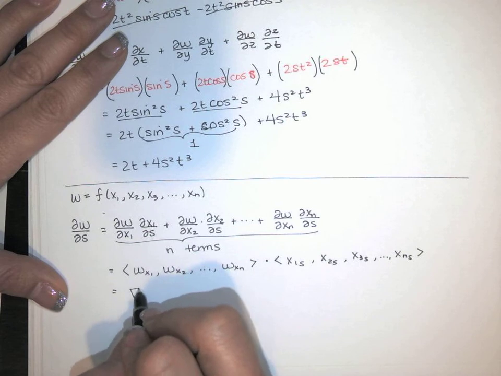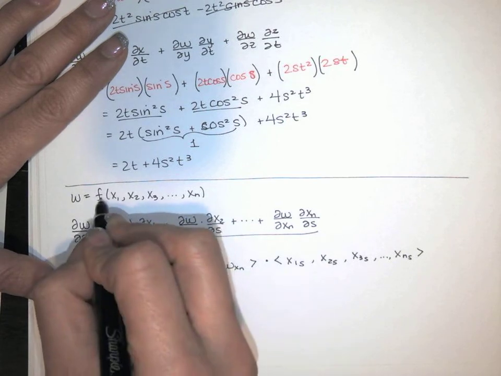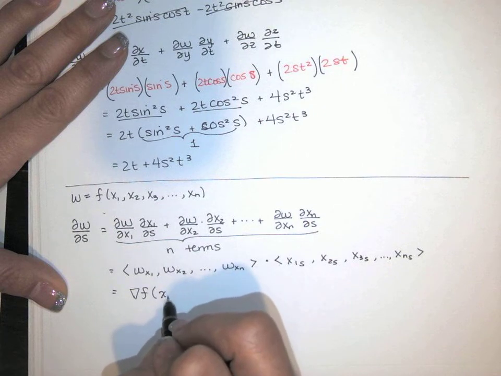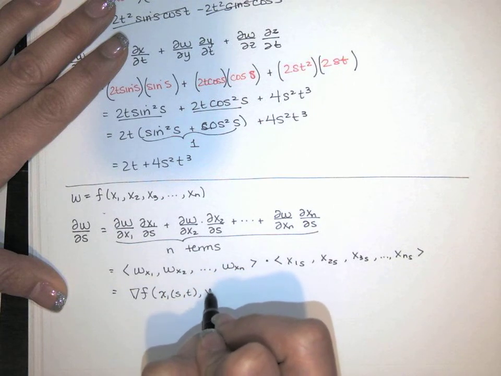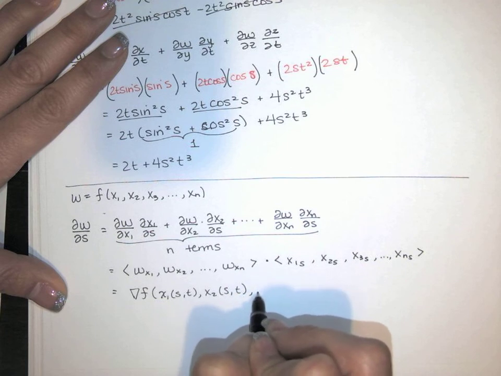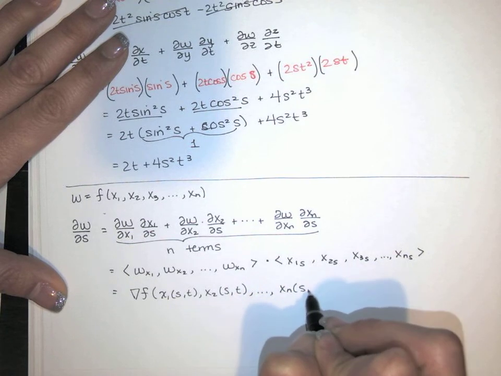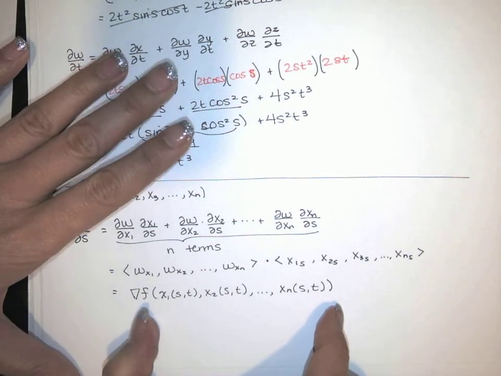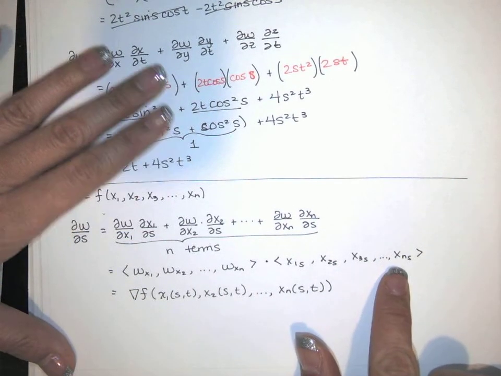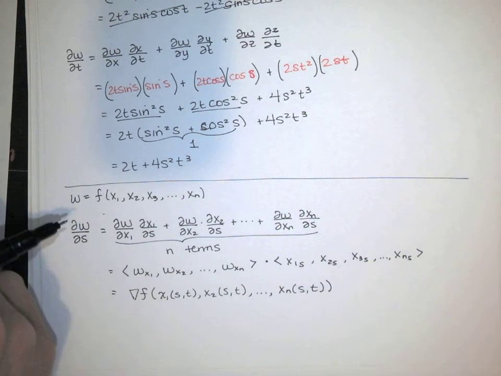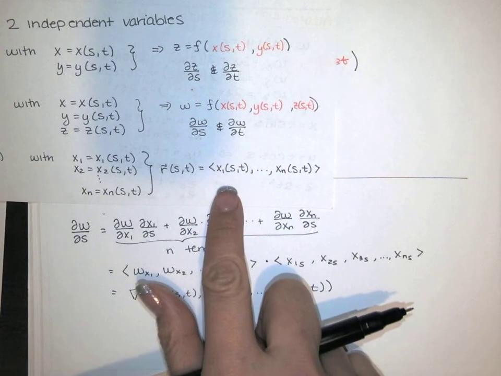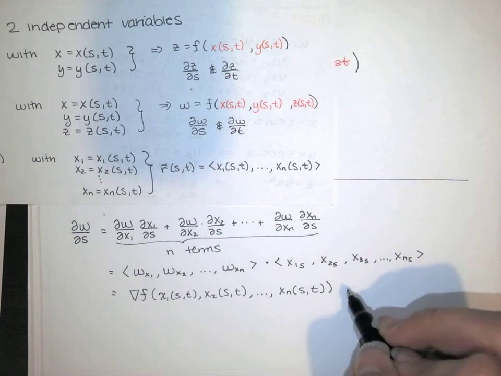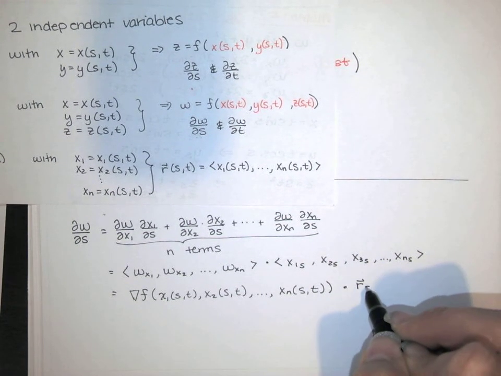But this is the gradient of w, which is given by this function f, evaluated at x sub 1 of s and t, x sub 2 of s and t, all the way through x sub n of s and t. So this is the gradient entirely in terms of s and t. And this is the vector valued function r of s and t, but we've taken its derivatives with respect to s, treating t as a constant. So that is the partial of r with respect to s.